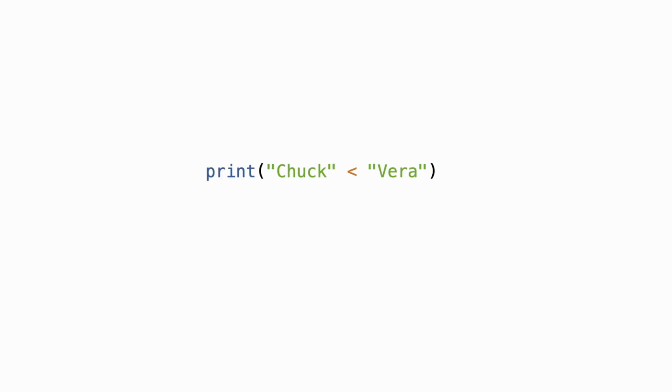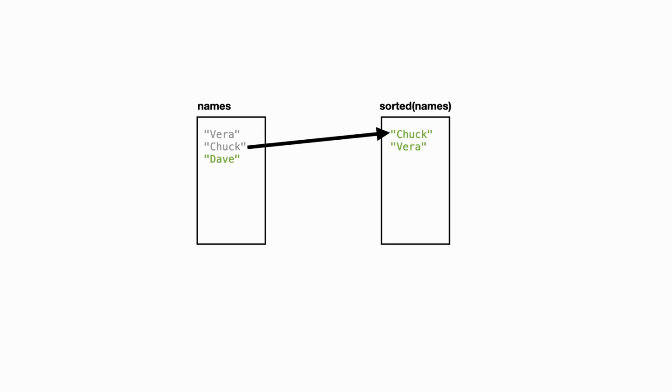You can try this out yourself by typing this code. If you do try it out, write the result in the comments and tell me why you think was printed. So Chuck is inserted before Vera and the sorted function proceeds with Dave.